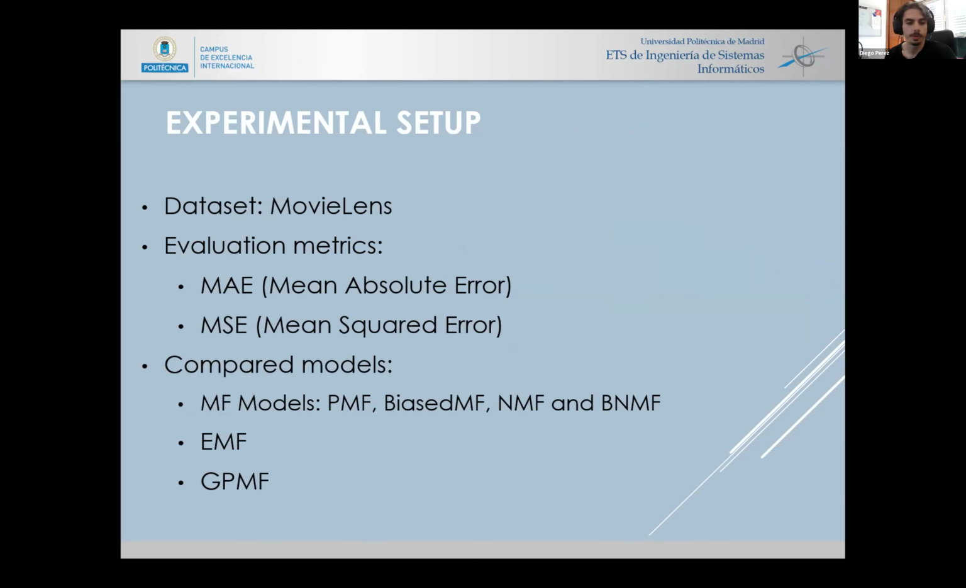We compare our proposed model, GPMF, with several baseline models, including PMF, biased MF, NMF, BNMF, and also the EMF model. This allows us to analyze how our approach performs with respect to both traditional and evolutionary methods.